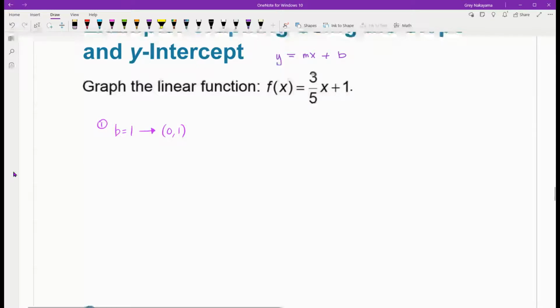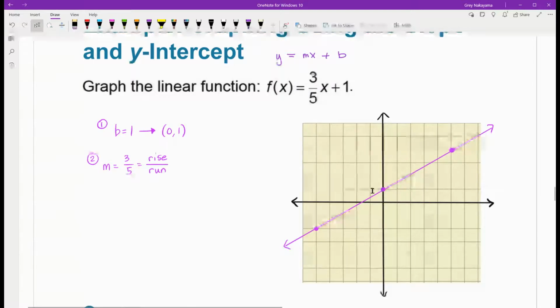Okay? The second part, we find the slope, which is the coefficient of x. In this case, it is 3/5, and that is your rise over your run. So here's our graph. I started at 1. And then I went up 3 and over 5. You could also go down 3 and over 5 to plot that.